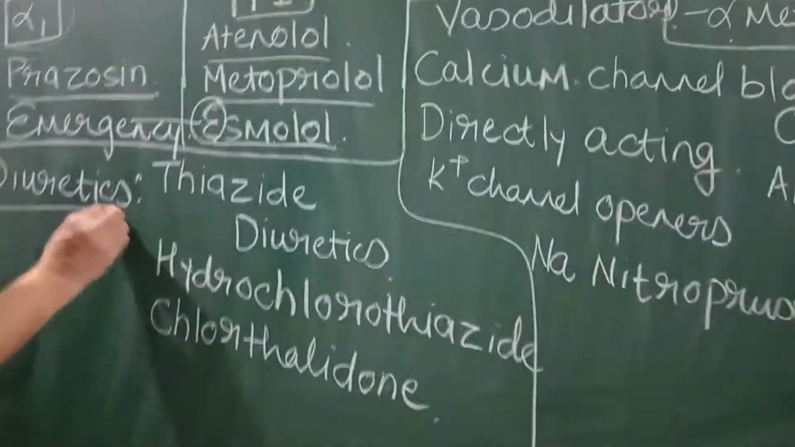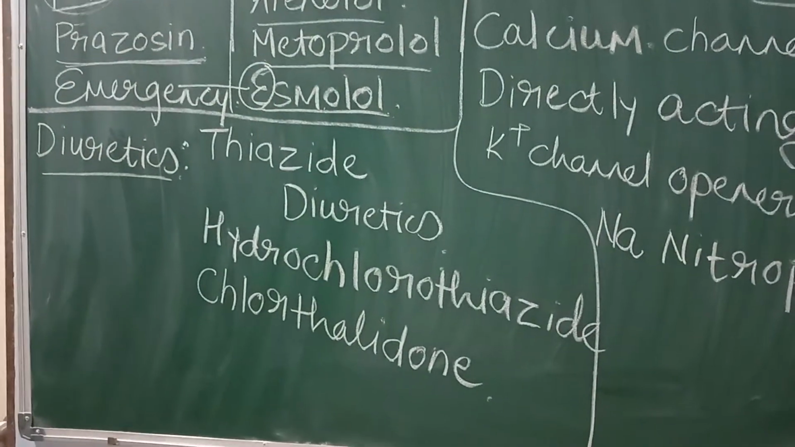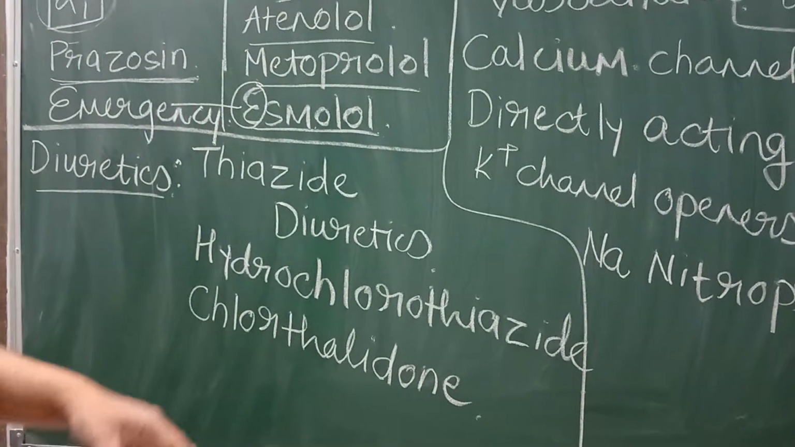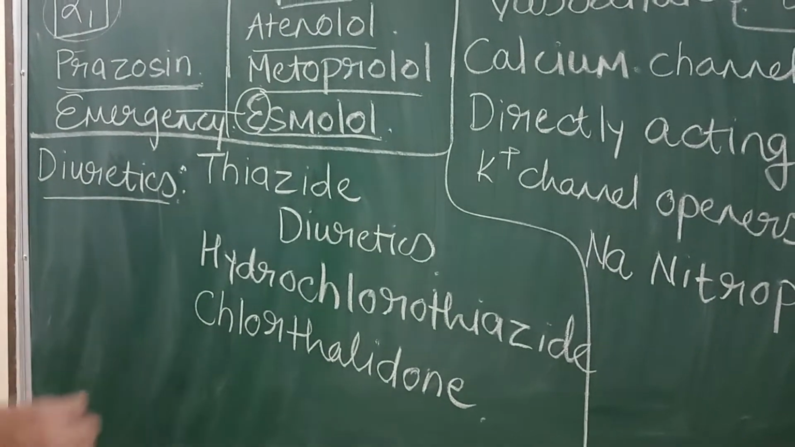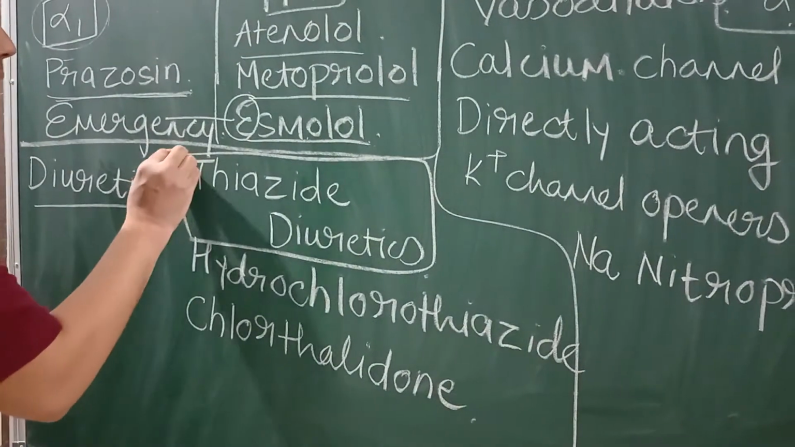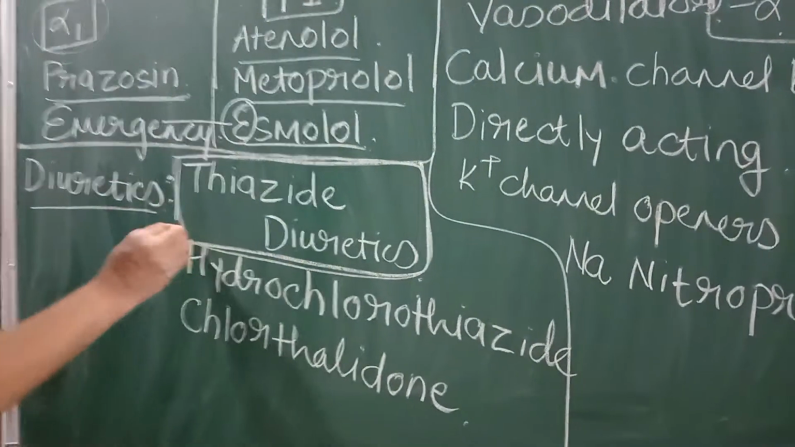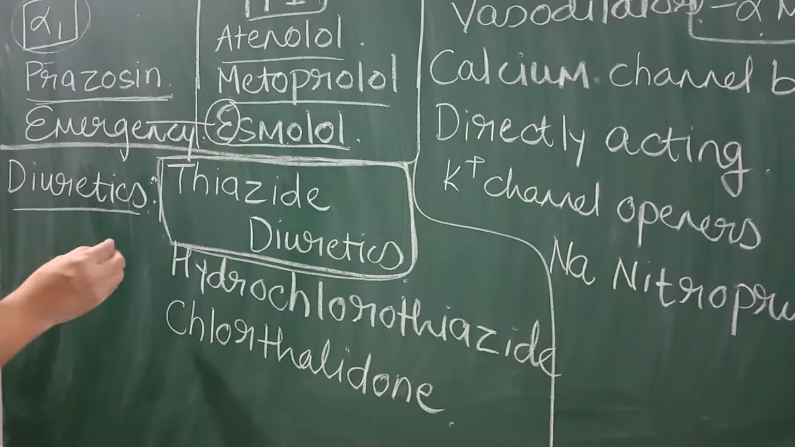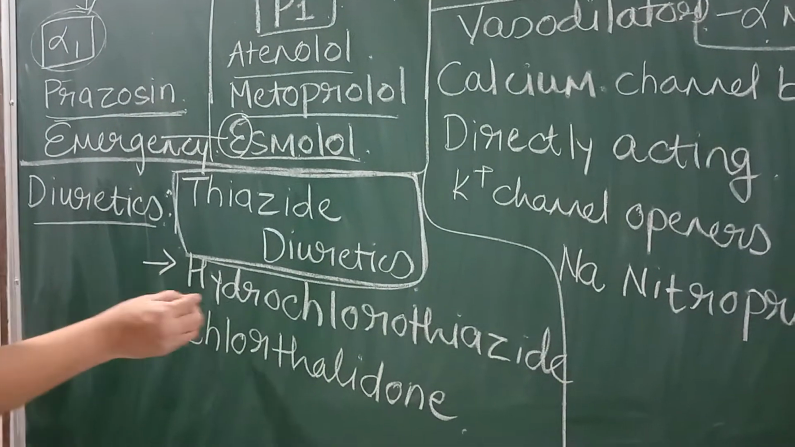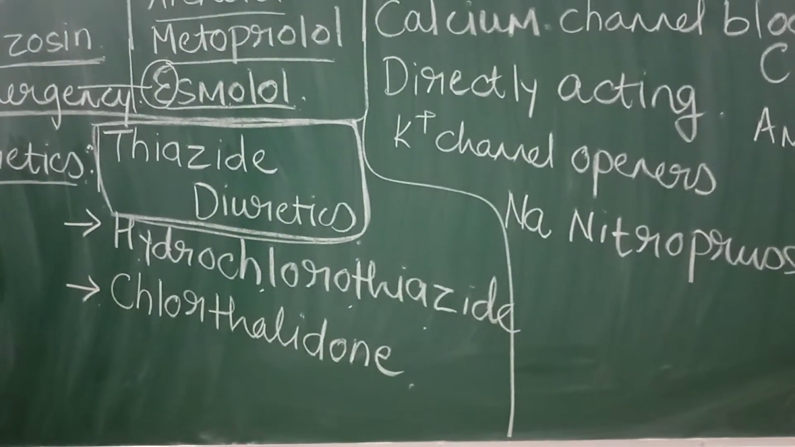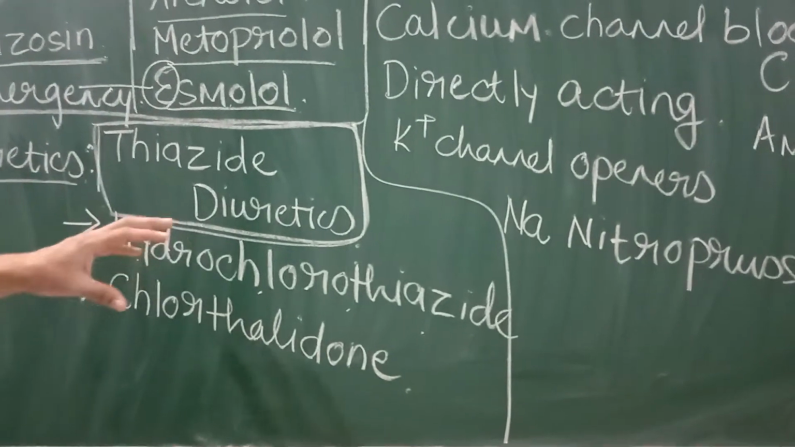Now we quickly jump to the second group, that is diuretics. Even though there are many diuretics, thiazide diuretics, loop diuretics, potassium sparing diuretics, osmotic diuretics, the thiazide diuretics are primarily acting as antihypertensive agents. We will discuss in the next lecture why only these are used, but presently you must know the names: hydrochlorothiazide, and second is chlorthalidone. These are used as antihypertensive agents.